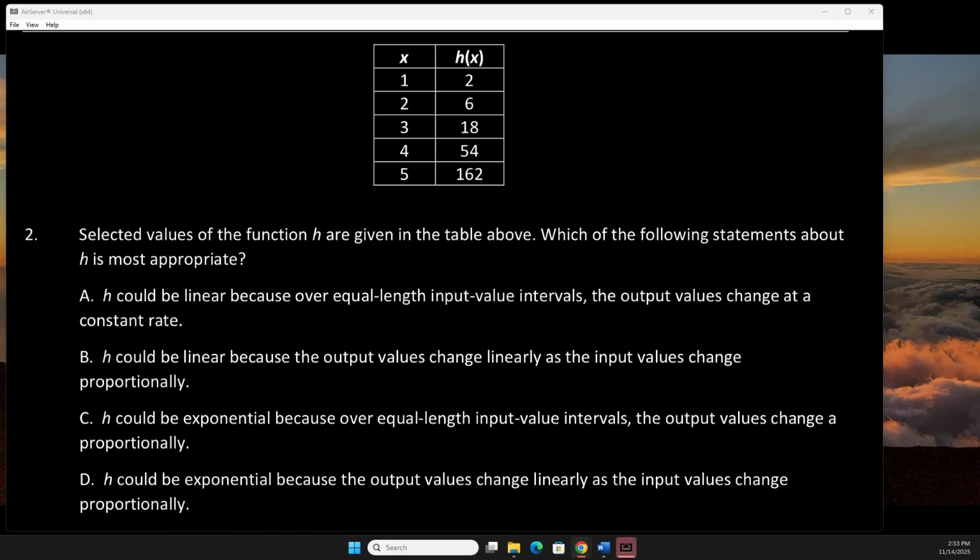So kind of the same situation. We have h, and we want to find what is most appropriate. And as you're looking at h, you can tell that you are multiplying by 3 each time to get the next output value. And so that means we're going to be exponential. So then we have to choose which choice is true. And so C says that we have equal length input value intervals, which is true, and the output values are changing proportionally. That's what we say whenever we're multiplying by something.